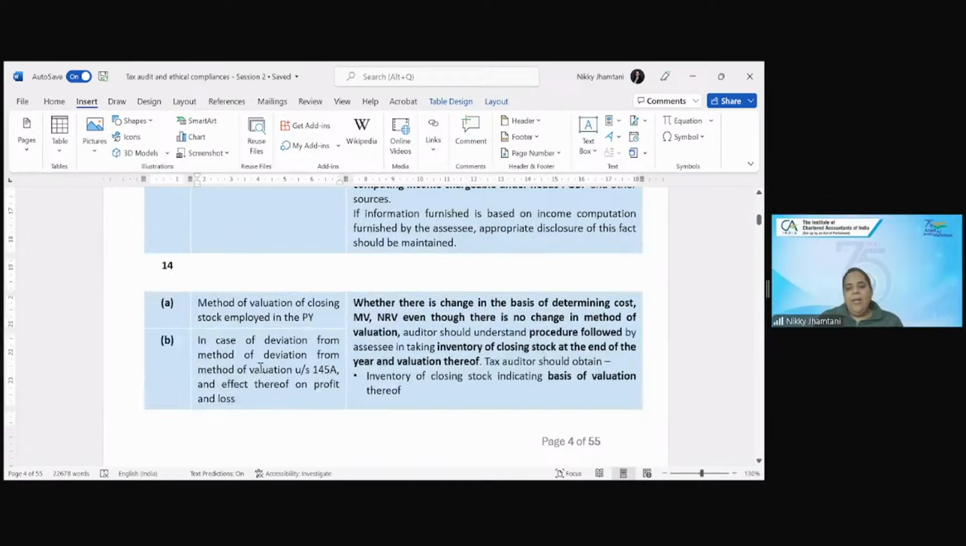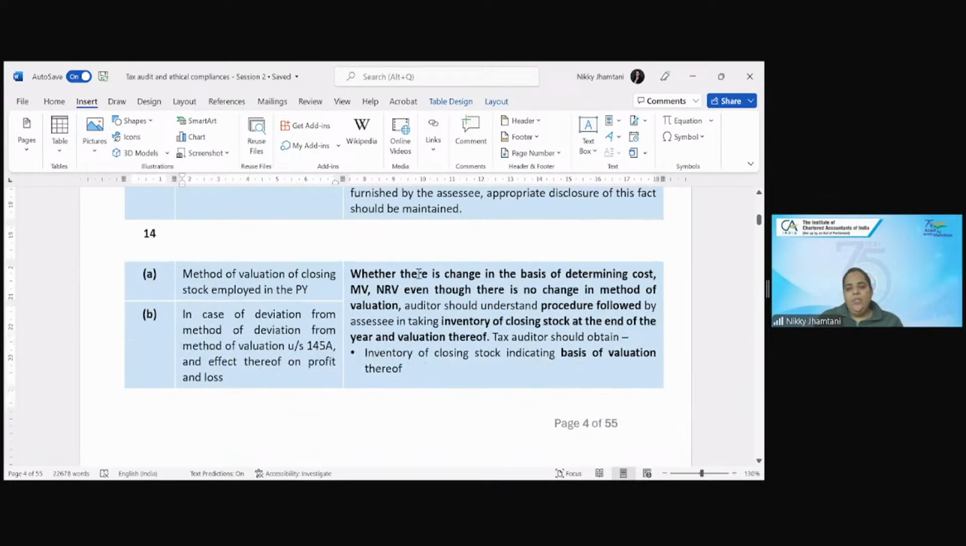तो इसके लिए क्या है हमें specifically whether there is a change in the basis of determining cost, market value or net realizable value, or even though there is no change in the method of valuation, auditor should understand procedure followed by the assessee in taking inventory of closing stock at the end of the year and valuation thereof. So auditor से क्या expected है कि change हो method of valuation में नहीं हो, उसको understand करना है क्या procedure लगाया है उन्होंने inventory valuation के लिए at the end of the year, और उसके लिए tax auditor को क्या क्या obtain करना है.